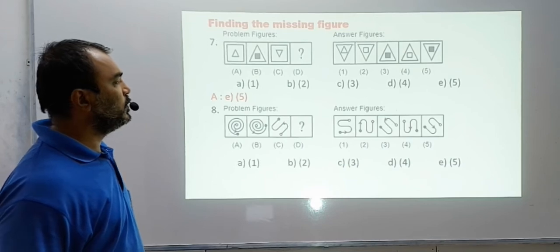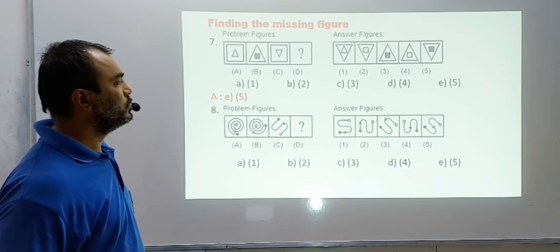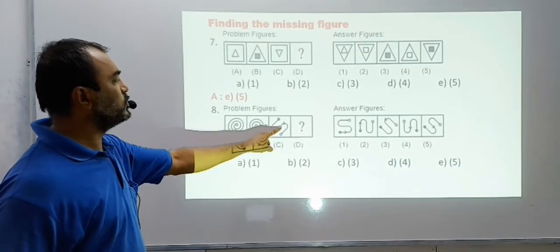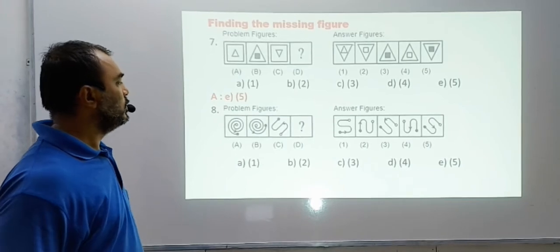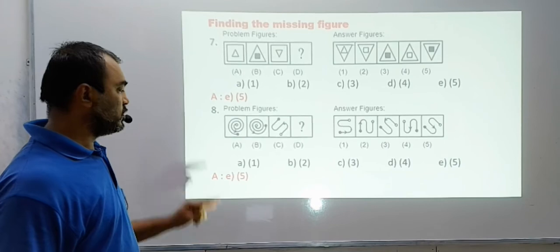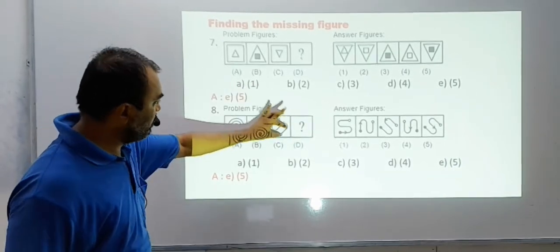So what will your answer be? The arrow is on the border here. Can you see? So should the arrow shift to the middle? Look at the gap. And the answer is E5. So the second logic has worked. Which one? If you move this by 90 degrees, it becomes like this.